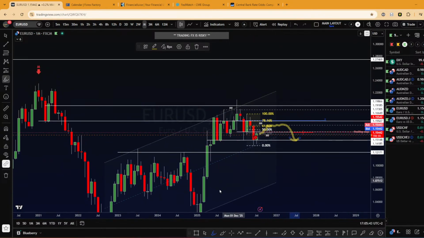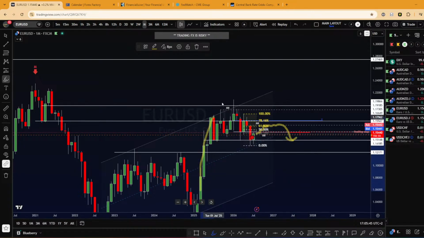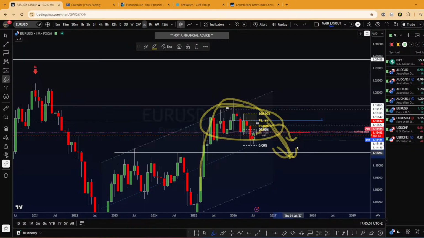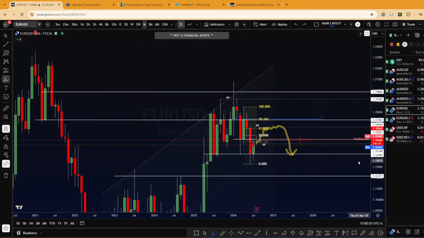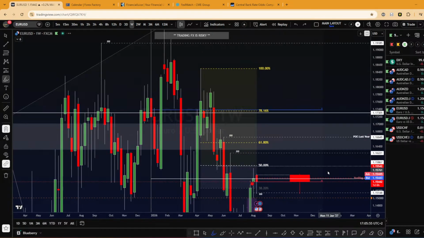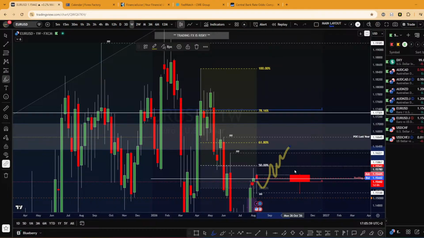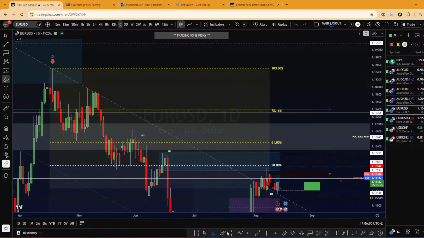Remember, on higher time frame I am bearish because I still think that we are overbought here. At some point, long term, we are going to short. But that doesn't mean that price couldn't push even higher.